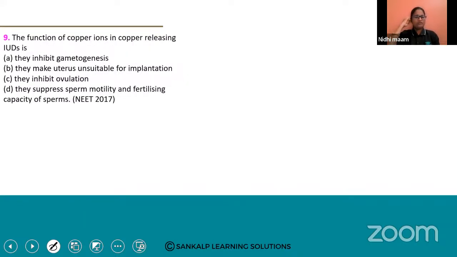Next question. The function of copper ions in copper releasing IUD. What is the main function of these copper ions? Option A, they inhibit gametogenesis. Option B, they make the uterus unsuitable for implantation. Option C, they inhibit ovulation. Option D, they suppress sperm motility and fertilizing capacity of the sperms.